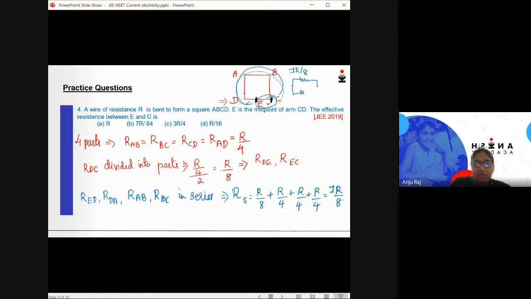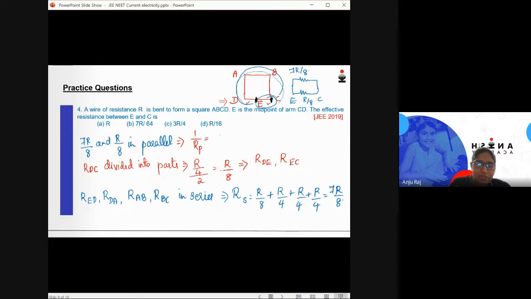Now you have the last one, that is EC, which is R by 8. Now you can see here both are connected in parallel. If you find that, that will give you the effective resistance, that is basically combining all the resistances into one. So let us see here. Now that part is connected in parallel. 7R by 8 and R by 8 in parallel. In parallel means you can apply the formula for parallel resistance.